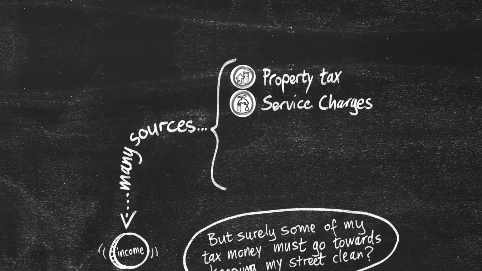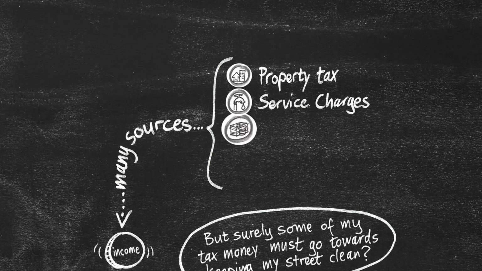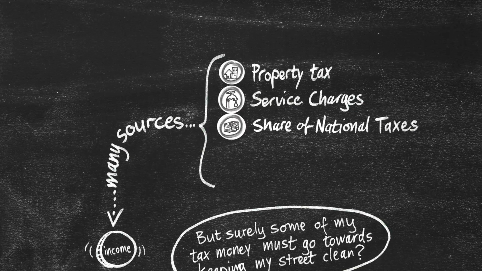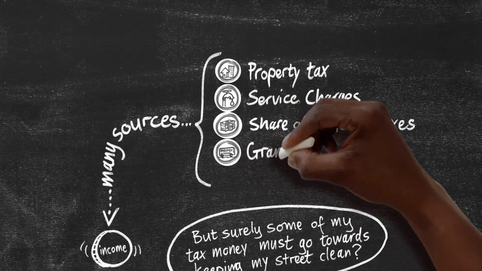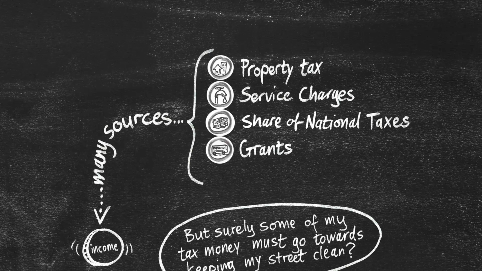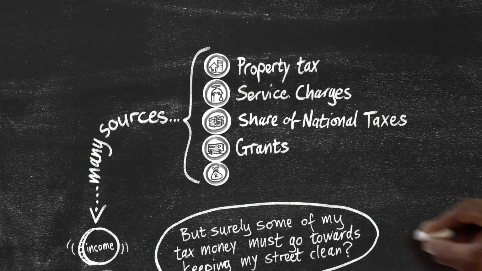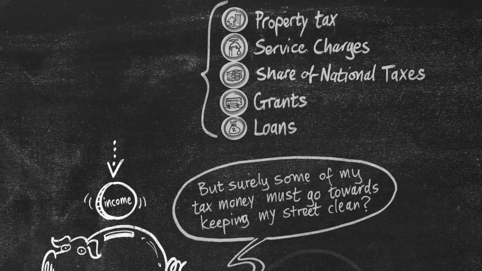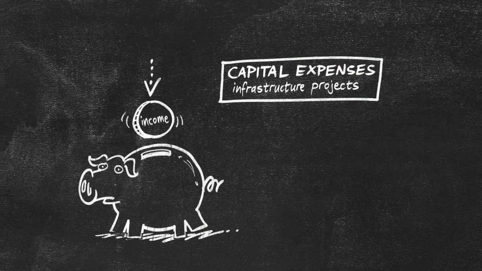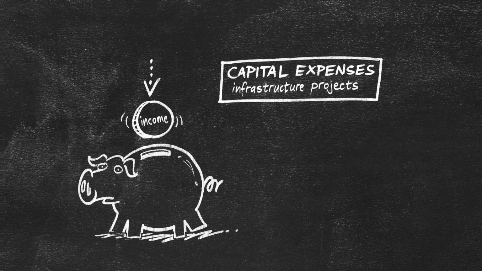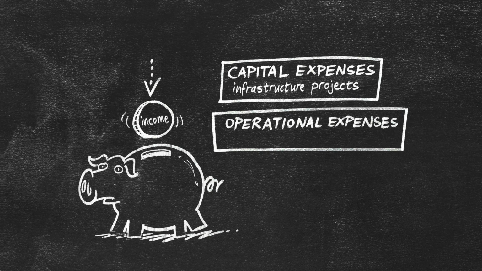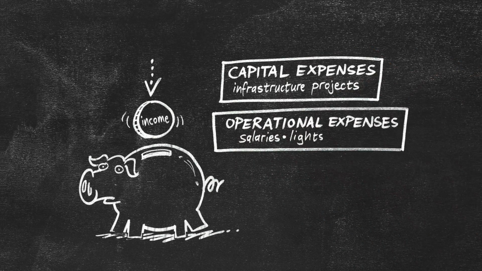And national government gives a share of our income and sales taxes to municipalities to provide services for the poor. National government can also give grants for specific purposes, such as introducing a public transport system. And municipalities can take loans for capital expenses too. Capital expenses are used to build infrastructure projects like a public transport system or a library, while operational expenses are to keep the municipalities running, things like salaries, lights, and rent.